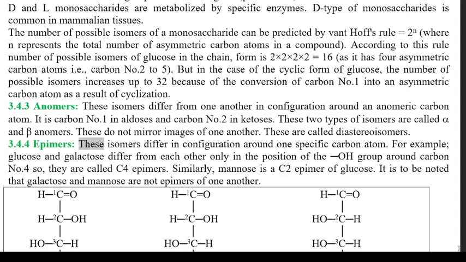3.4.4 Epimers. These isomers differ in configuration around one specific carbon atom. For example, glucose and galactose differ from each other only in the position of the OH group around carbon number 4, so they are called C4 epimers. Similarly, mannose is a C2 epimer of glucose. It is to be noted that galactose and mannose are not epimers of one another.